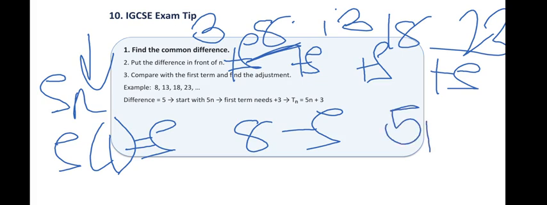Where did the 5n come from? This is a quick way to find your answer as compared to using the arithmetic formula. But you can still use that formula. Both answers are going to be correct. For this one, you're going to say the common difference, in this case 5. So it becomes 5 times the nth term, which is n, plus 3, 3 being the new first term that we just created.